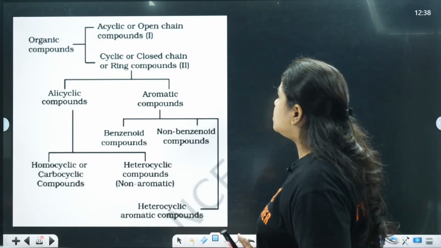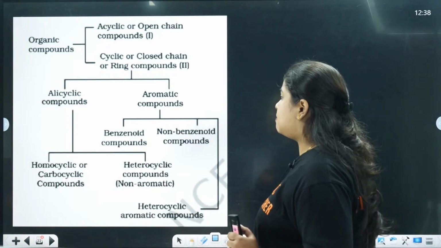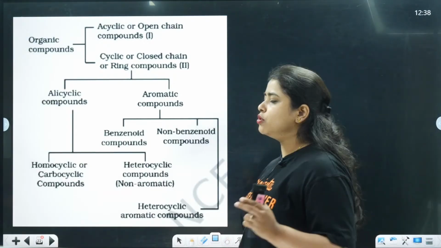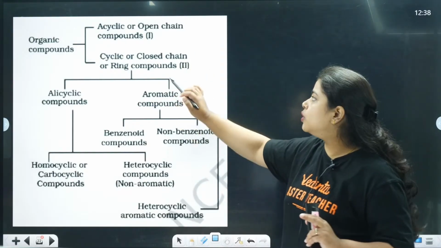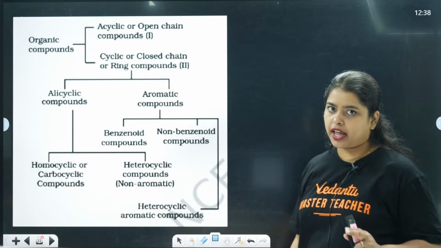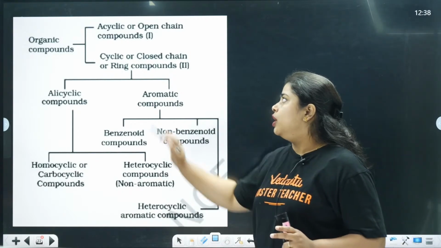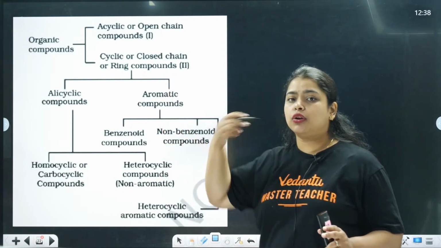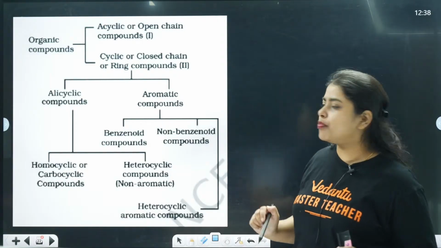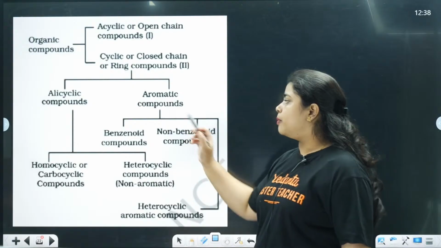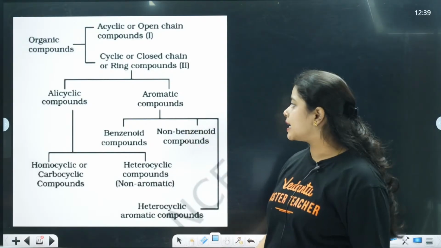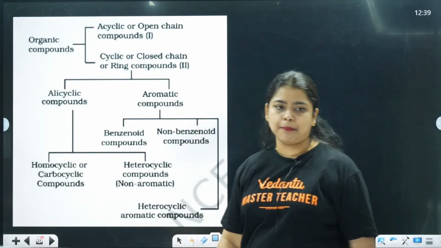Next, organic compounds, that is acyclic or open chain compounds. So in organic compounds we have 2 things: one is acyclic or open chain, and the other is cyclic or closed chain. In cyclic or closed chain there are 2 types. First, alicyclic compounds, and the other, aromatic compounds.